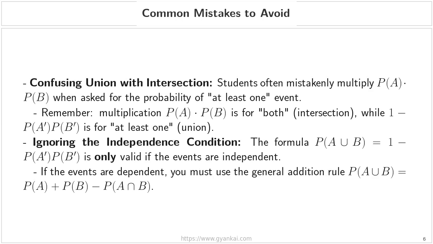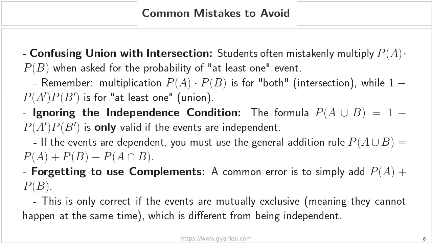Second, never ignore the independence condition. The shortcut formula we just derived, where the probability of the union equals 1 minus the probability of A complement times the probability of B complement, is only valid if the events are independent. If you encounter a problem where the events are dependent, you cannot use this shortcut. Instead, you must revert to the general addition rule, which is the probability of A plus the probability of B minus the probability of A ∩ B.